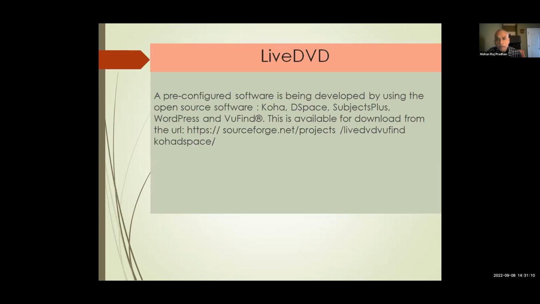Then we have also developed another one. A pre-configured software is being developed using open source software, which we call the live DVD. Under this live DVD, Koha, DSpace, SubjectsPlus, WordPress, and VuFind software are pre-configured and put together, and it can be downloaded as an ISO file and installed in any computer. This is available for download free of cost from SourceForge.